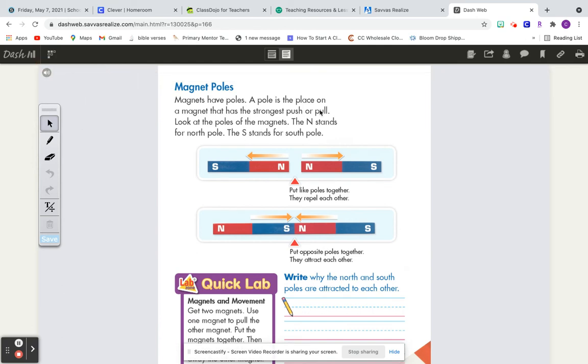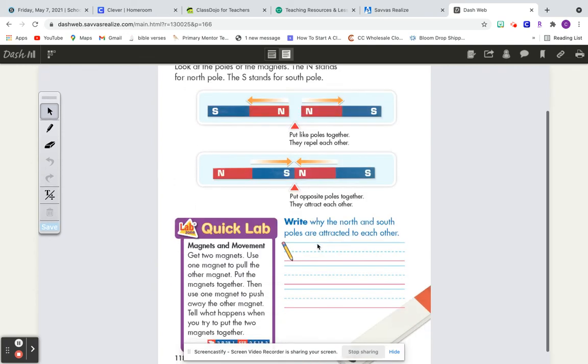So magnets have poles. A pole is a place on a magnet that has the strongest push or pull. So look at the poles of the magnet. The N stands for the North Pole and the S stands for the South Pole. So if you have two magnets and you put the two like ends together, they're going to repel, or push away from each other. But if you put the South and the North together, they attract. So they're going to pull towards each other.